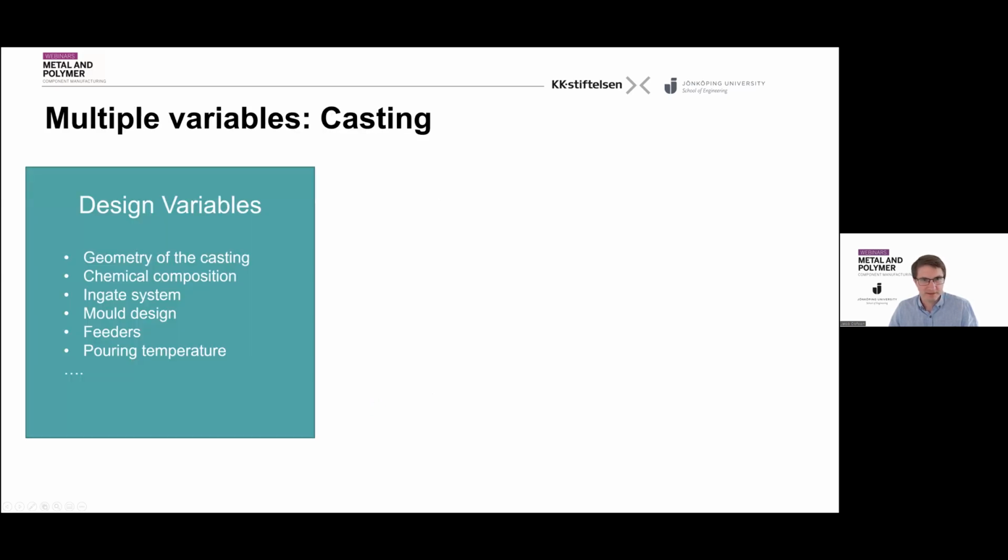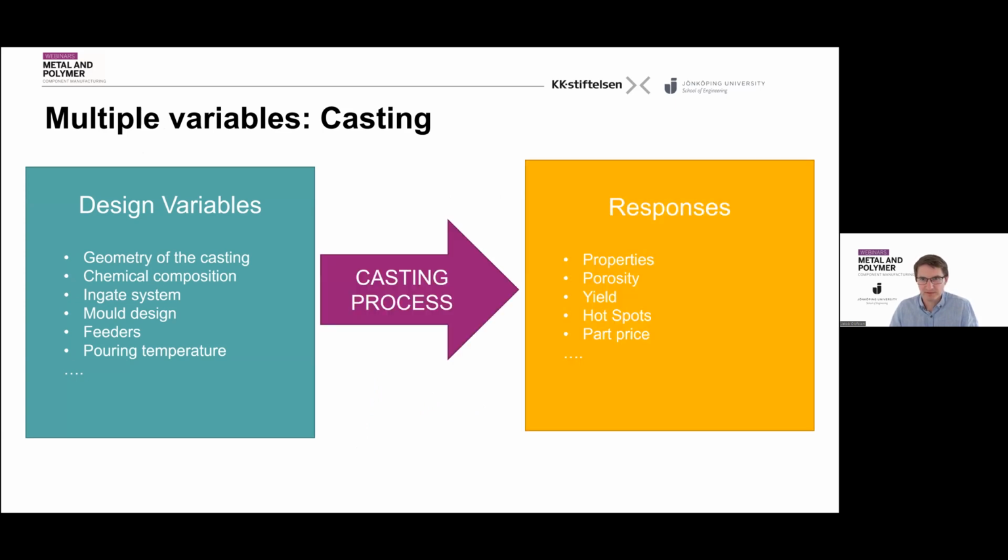In casting and solidification, we typically have a lot of variables to handle. We have different design variables: geometry, chemical composition, feeders, mold design, etc., that we can change. And that gives us typically some kind of response that we're interested in measuring, like mechanical properties, porosity, yield, hotspots, or part price, or whatever. You can have many different responses.